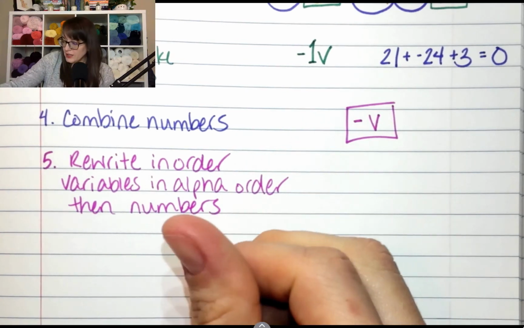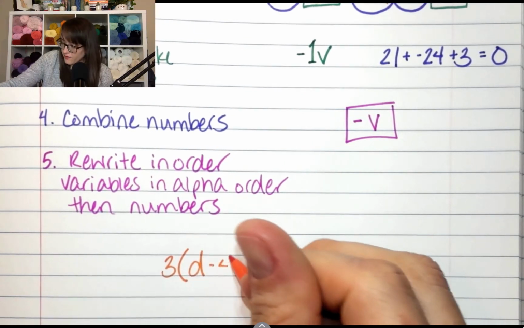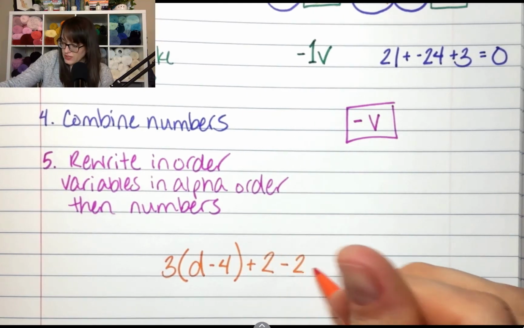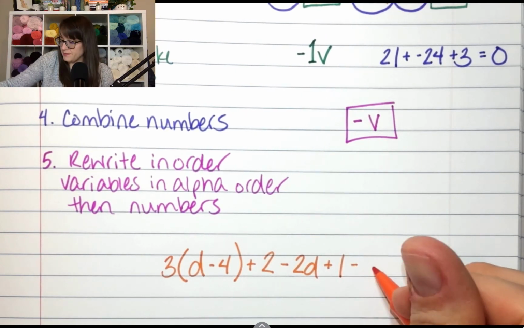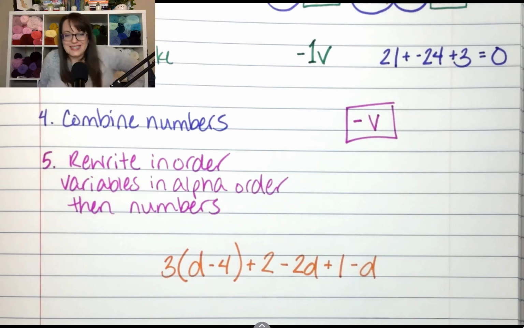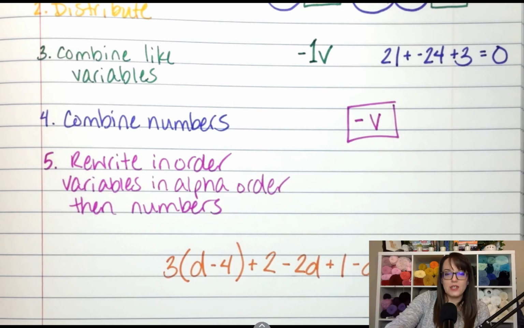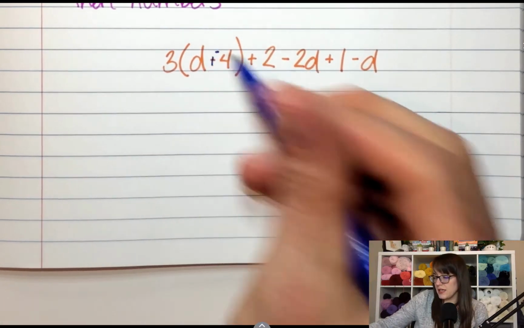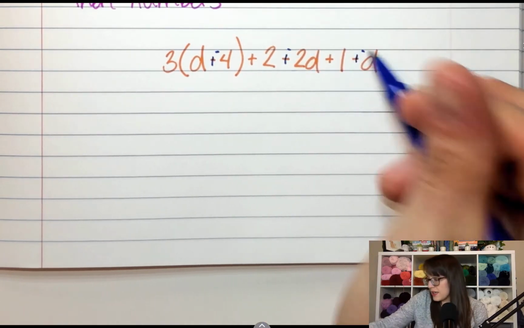This one is 3 parentheses d minus 4 plus 2 minus 2d plus 1 minus d. All right, what is step 1? What do I need to do first? I need to go through and change all those subtraction signs to plus and negative. So the first thing I'm going to do, I see one here, plus negative, plus a negative, and plus a negative.